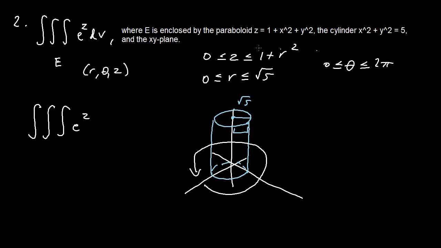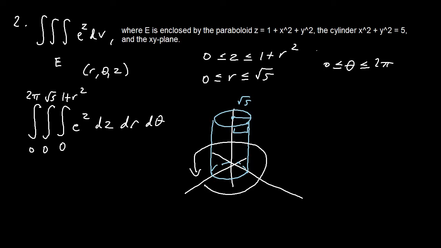Now, since 1 plus r squared is a variable as part of the z bound, let's go ahead and put that first, on the inside integral. So z goes from 0 to 1 plus r squared, so I'll put dz on the inside. Then I can put either one. Let's go ahead and put r first, 0 to square root of 5 times dr. And then we have theta from 0 to 2 pi. Then I'll put d theta at the very last.